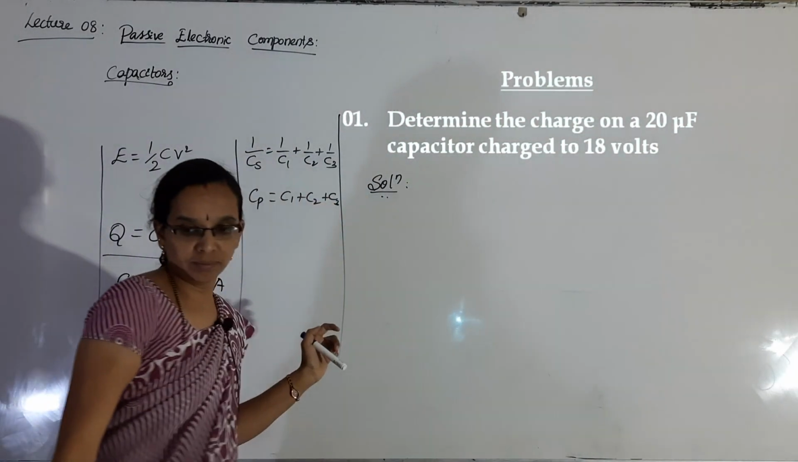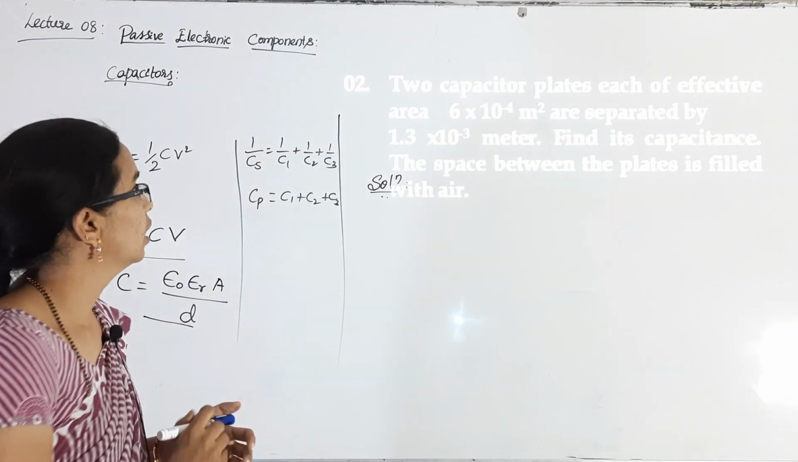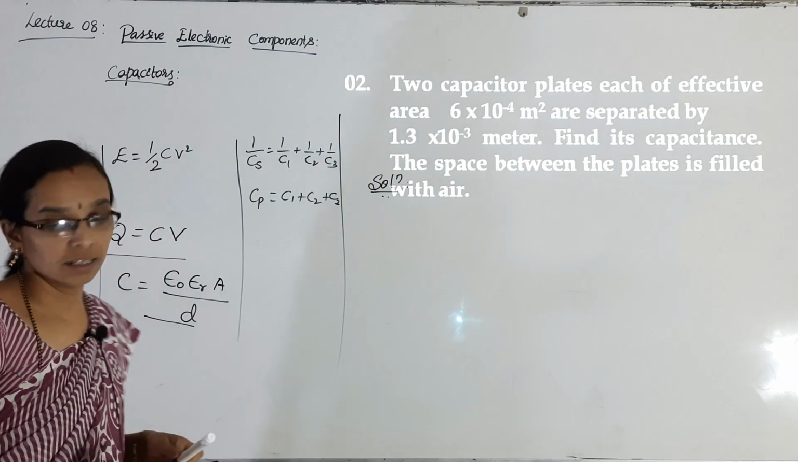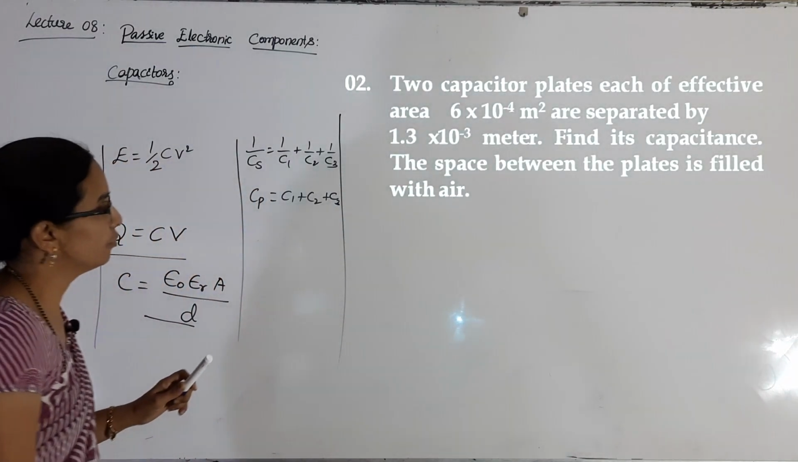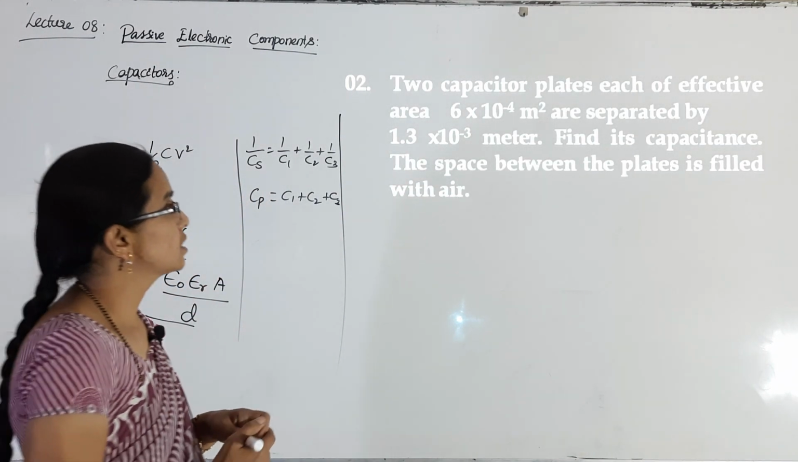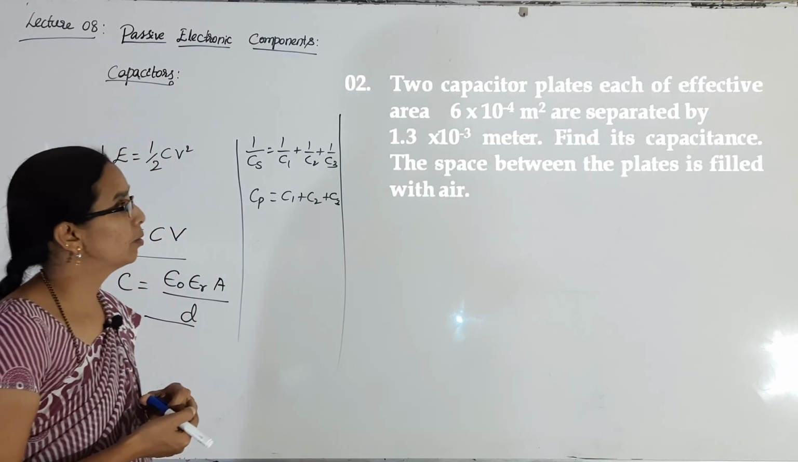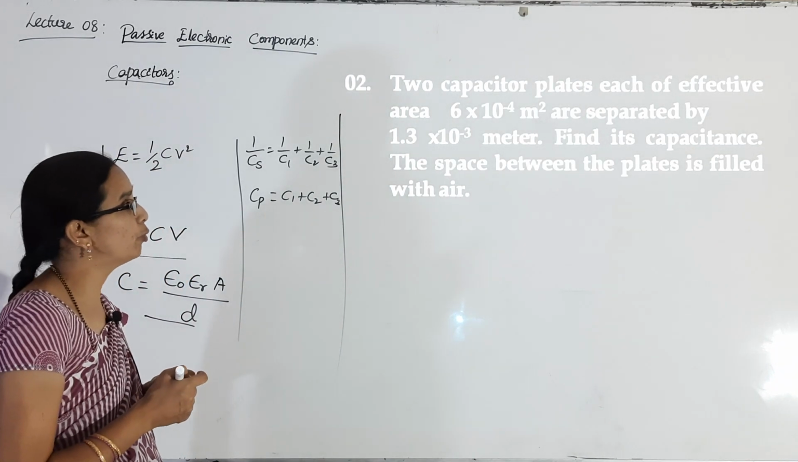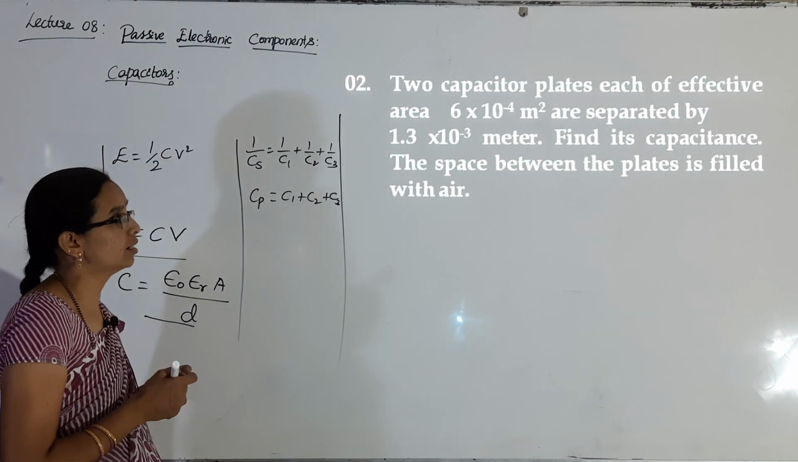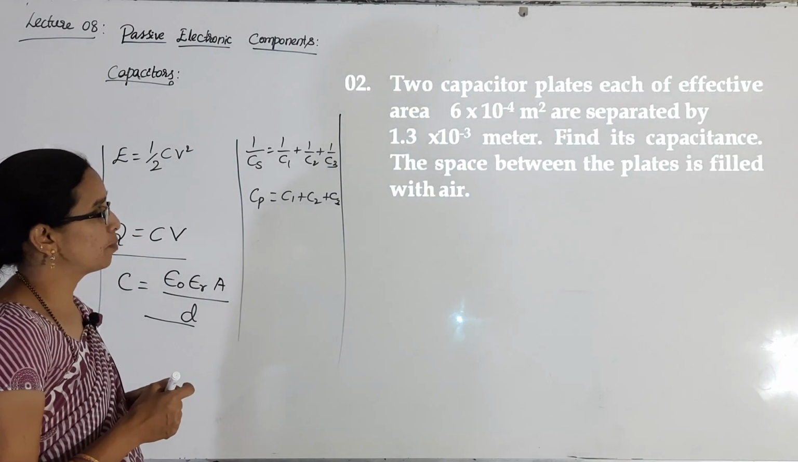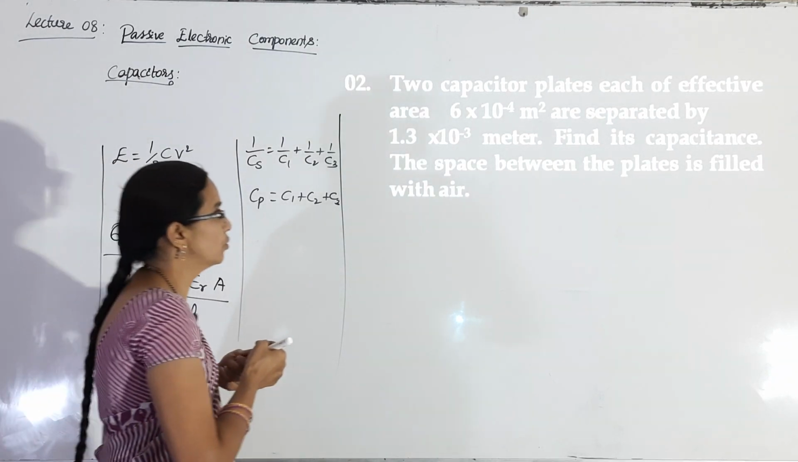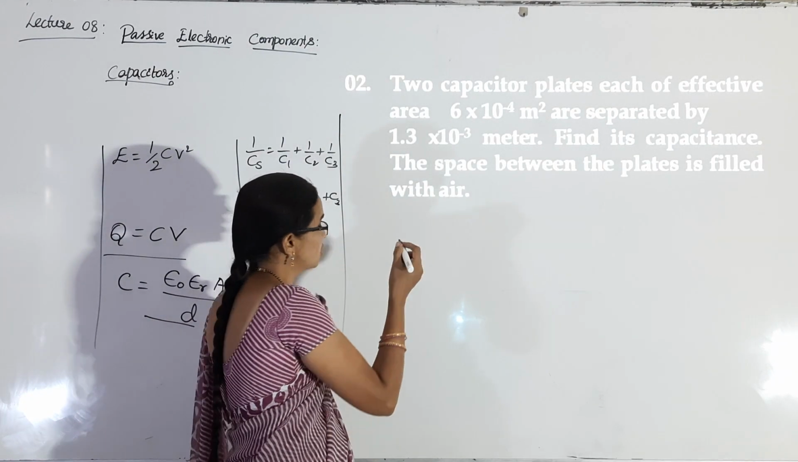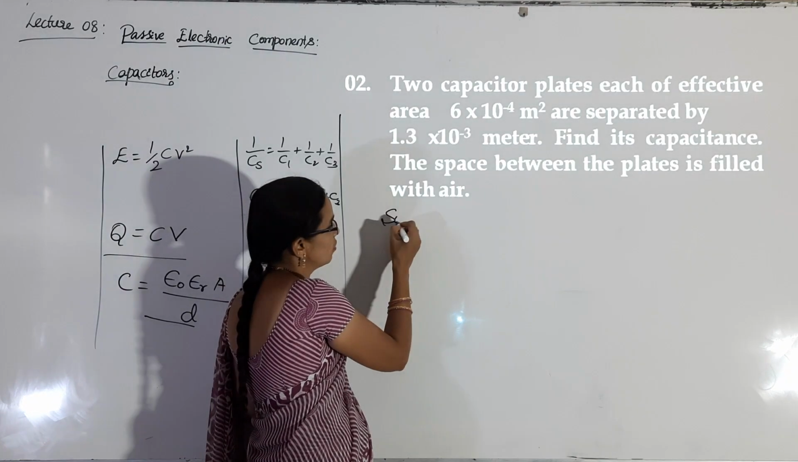Okay, next problem. Two capacitor plates, each of effective area 6 into 10 to the power of minus 4 meter square, are separated by 1.3 into 10 to the power of minus 3 meter. Find its capacitance. The space between the plates is filled with air, they have given. So two capacitor plates, area, what is given, solution.